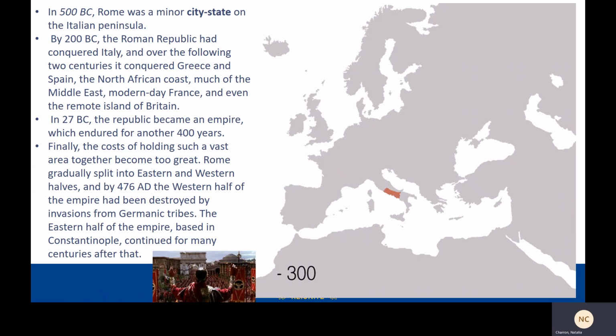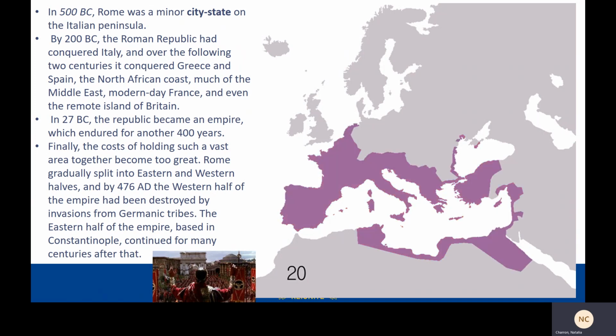Eventually, the cost of holding such a vast area together became too great, and Rome split into 2 halves, east and west. By the year 476 CE, the western half of the empire had been destroyed by invasions from Germanic tribes, people the Romans believed were barbarians. And the eastern half of the empire, based in Constantinople, continued for several centuries after that.